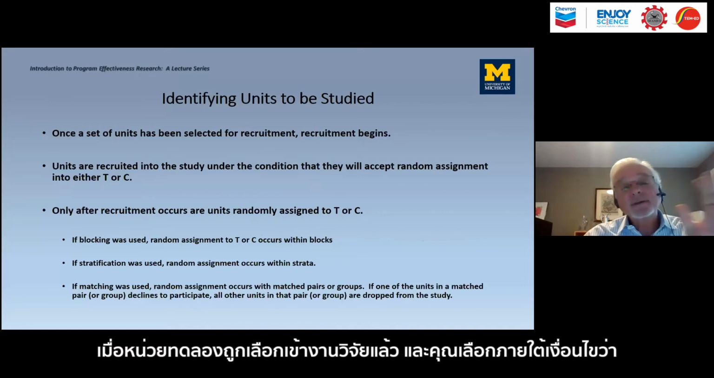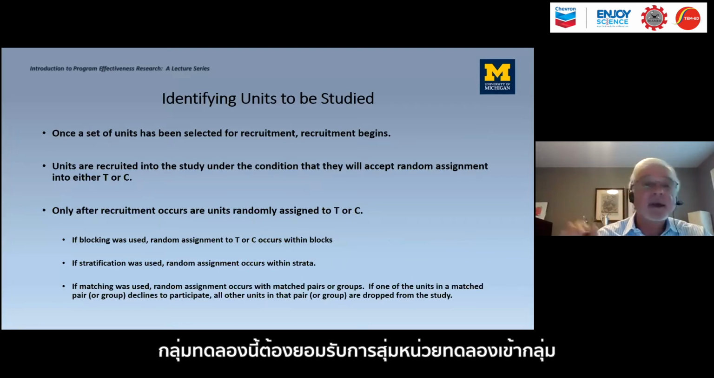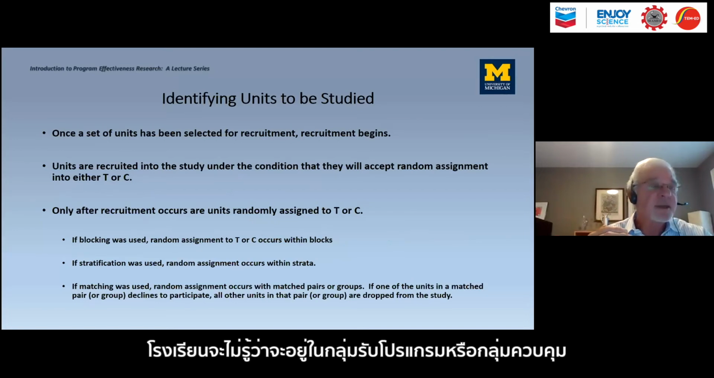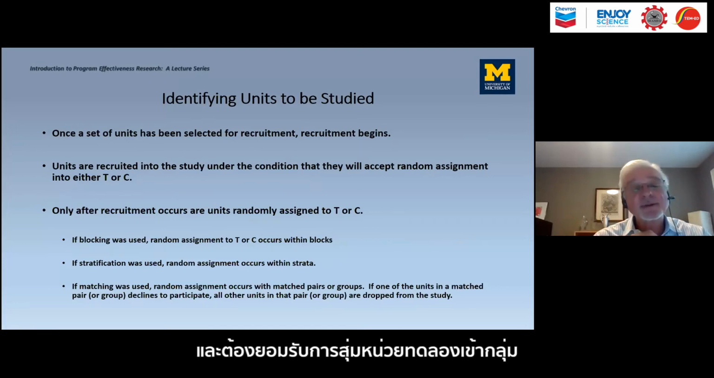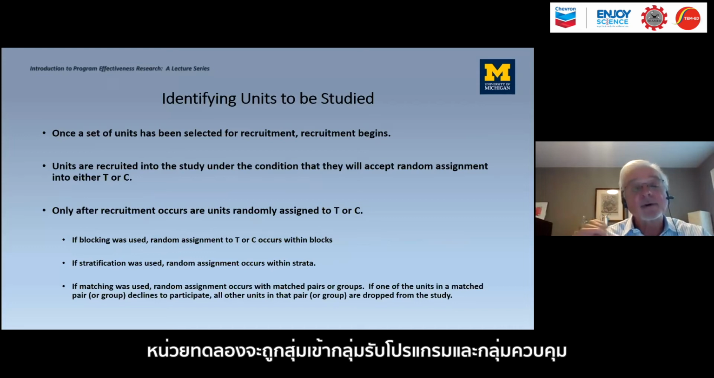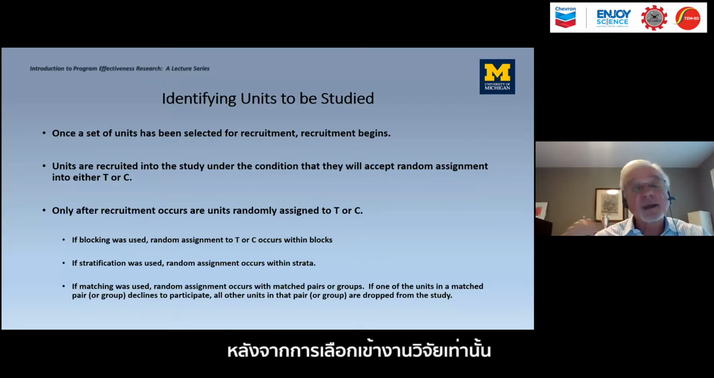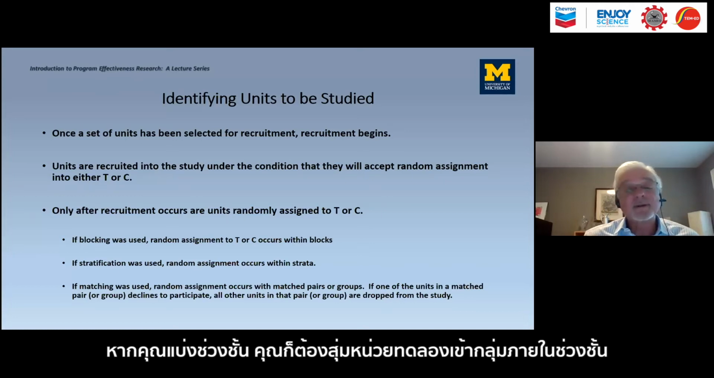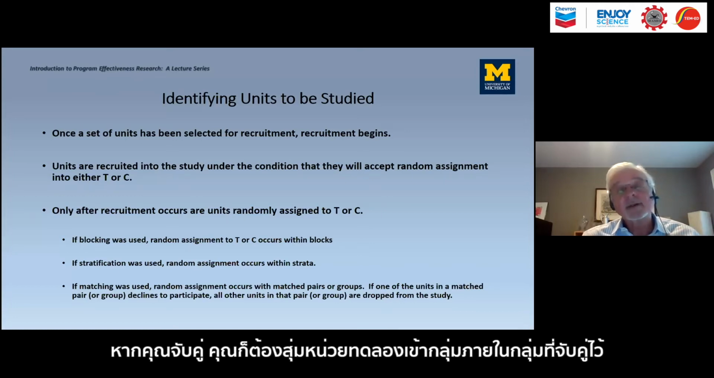So once the units have been selected for recruitment, you recruit them under the condition that they accept random assignment. You recruit schools under the assumption they do not know if they'll be in treatment or control. They have to accept random assignment. And only after recruitment occurs are the units randomly assigned to treatment and control. If you blocked, you randomly assign within blocks. If you stratified, you randomly assign within strata. And if you matched, you randomly assign within matched groups.